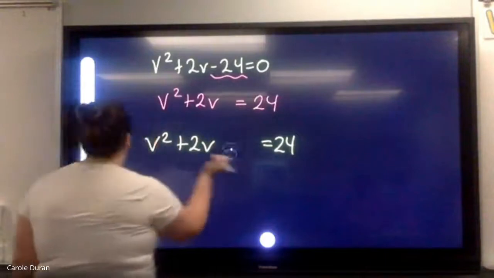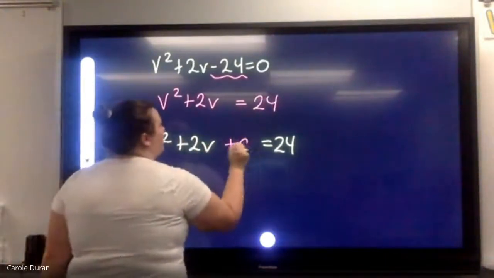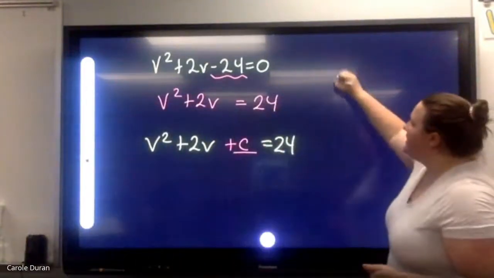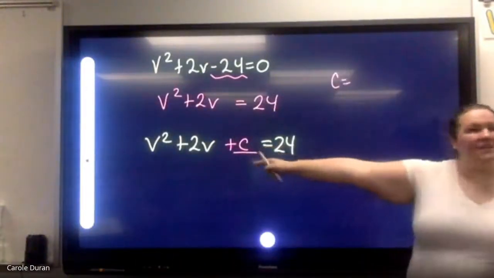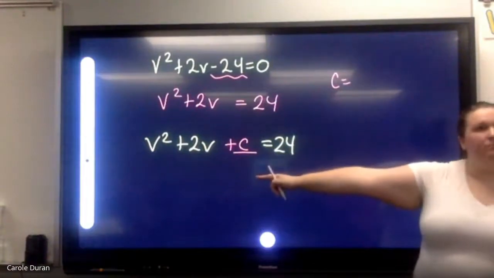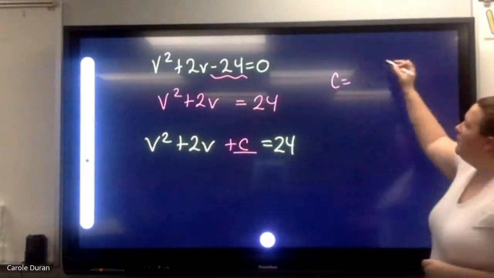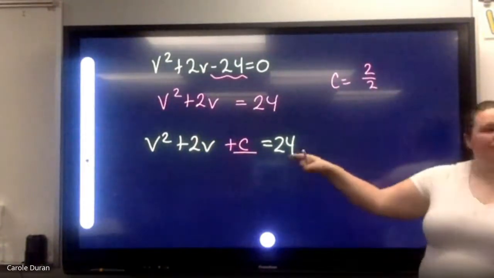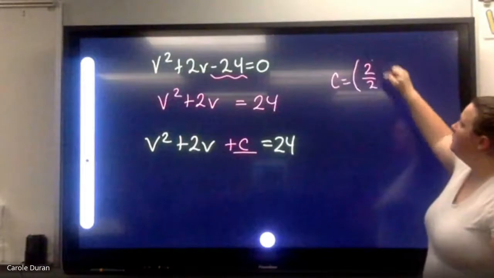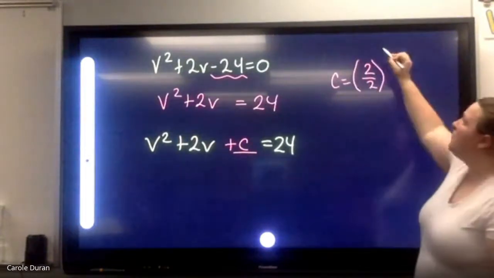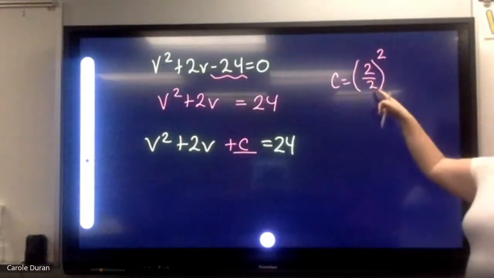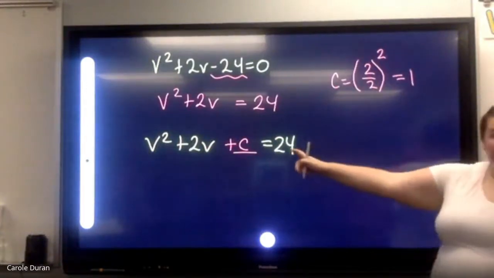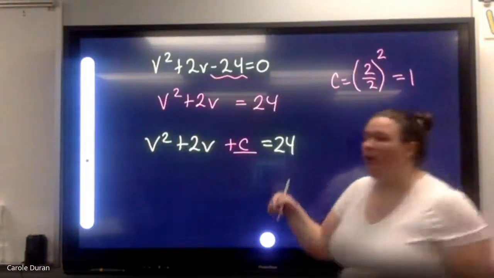I'm going to use a different color. This C term is found a very specific way. The way I find C is I go to my x term or my v term or my m term, just a single variable, and I split it in half. So my v term here is 2. Half of 2 becomes 1, and then I square that answer. 2 divided by 2 is 1. 1 squared is 1. So I'm going to replace my c term right there with positive 1.